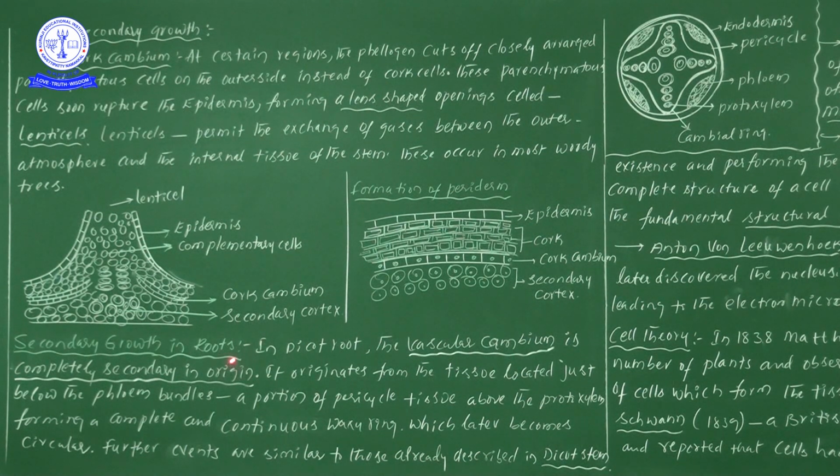Now secondary growth in roots. Once you remember the anatomy of the dicot stem or dicot root, the structure of the dicot root, we learned that the tetrarch condition is there, and the exarch condition, the xylem elements arrangement, is present. Likewise, one diagram we will learn now.